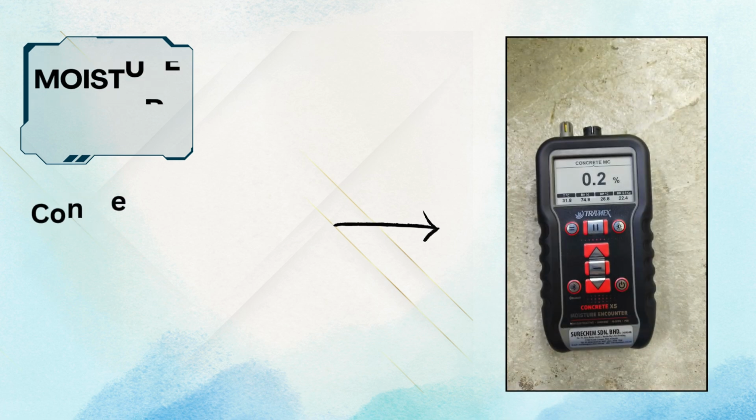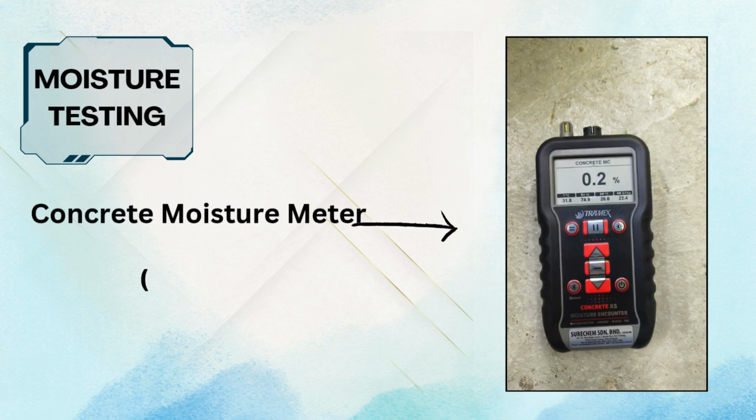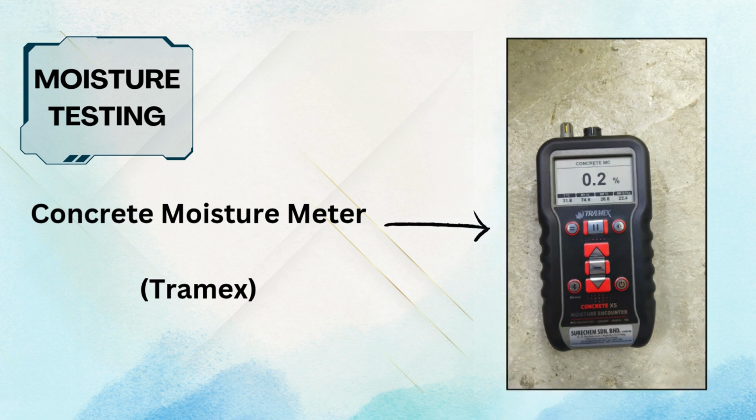This slide shows a concrete moisture meter, like the one made by Tramex. This is another non-destructive test. To use it, we simply place the meter on the concrete surface. The device then sends out a signal and measures the electrical impedance, which helps it figure out how much moisture is present inside the concrete.